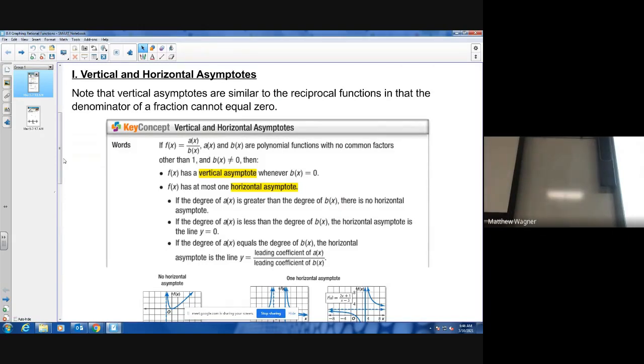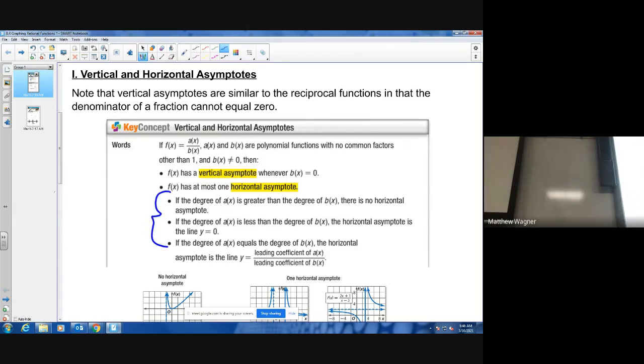So vertical, horizontal, and oblique asymptotes, as well as identifying the domain and range of the function and the x and y intercepts. We already know how to find x and y intercepts of graphs. We've done that before. Vertical and horizontal asymptotes are going to be new. Keep in mind we cannot divide by 0. And the big thing for our horizontal asymptotes is going to be right here.